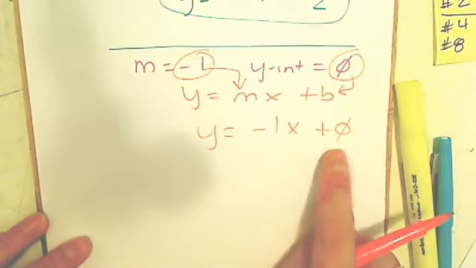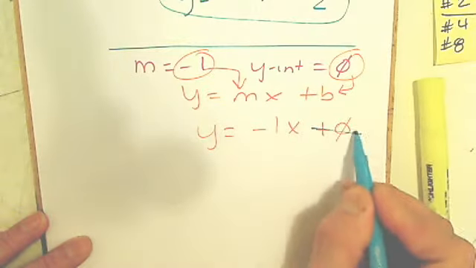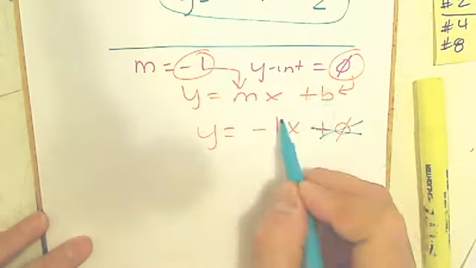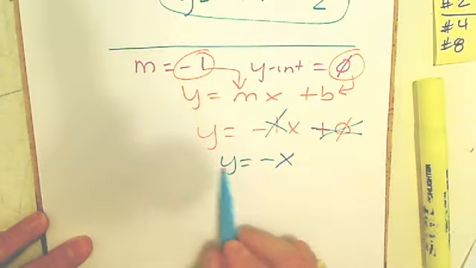Do we need this plus 0? No, right? We don't need this plus 0, so that kind of cancels out. And in reality, we don't really need that 1 here. So really you have negative x. Y equals negative x.